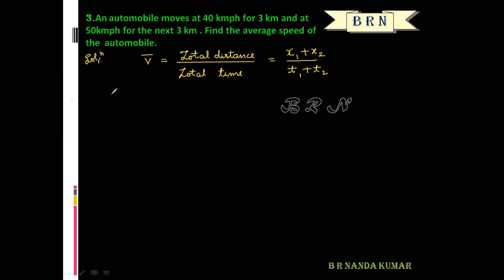So what is the total distance? The total distance traveled by the automobile is x1 plus x2. What is the value of x1? That is 3 km. What is the value of x2? That is also 3 km.